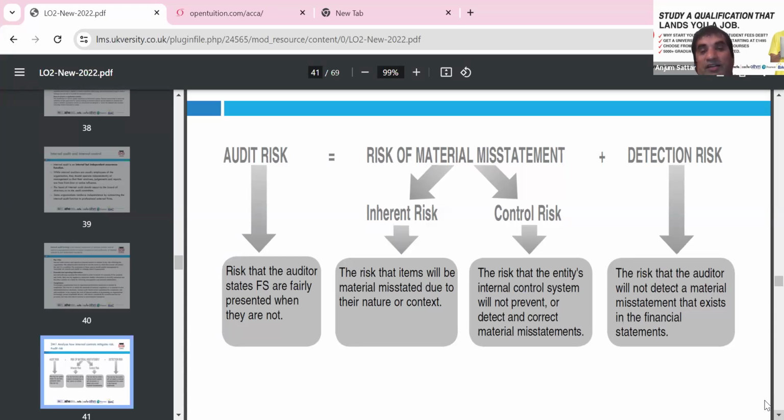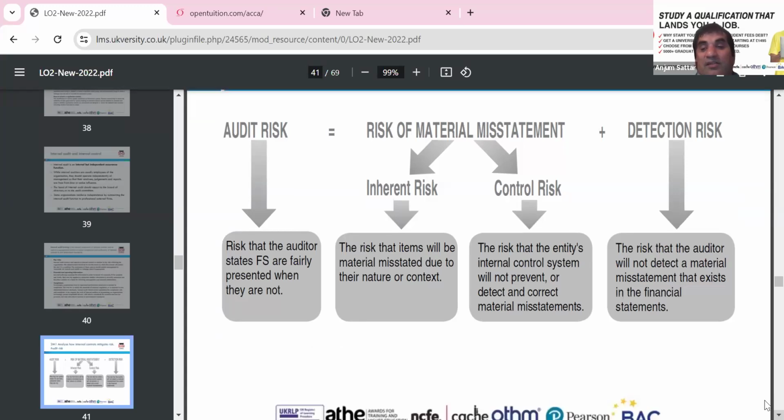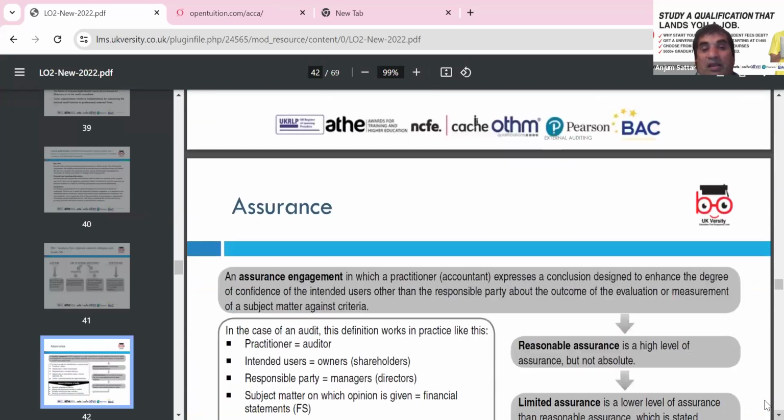Okay, control risk: the risk that the entity's internal system has no procedures in place to prevent, detect, or correct material misstatement. Detection risk: the risk that the auditor will not detect a material misstatement that exists in the financial statements, like an asset being owned by someone else.